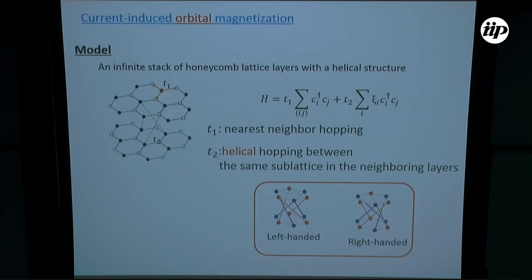We studied this kind of effect with a very simple toy model. It is like a stacking of honeycomb lattices, but the stacking is totally vertical. Within the layer we only consider nearest-neighbor hopping, and between neighboring layers we only consider helical hopping. Helical hopping means that we only add hopping in this way or this way, so it is in a helical way. We consider two types of crystal at the same time.